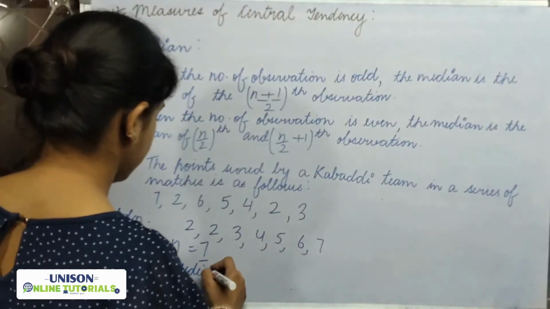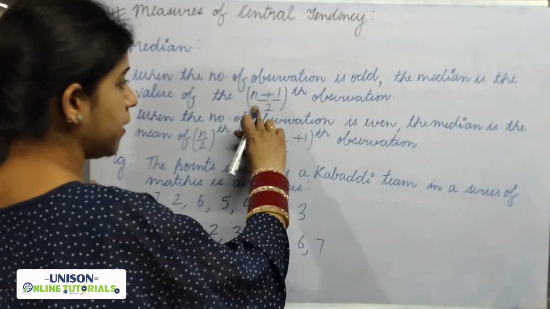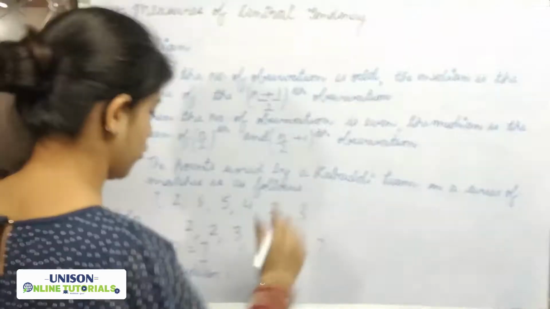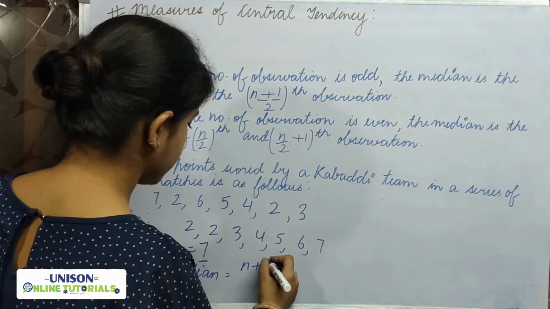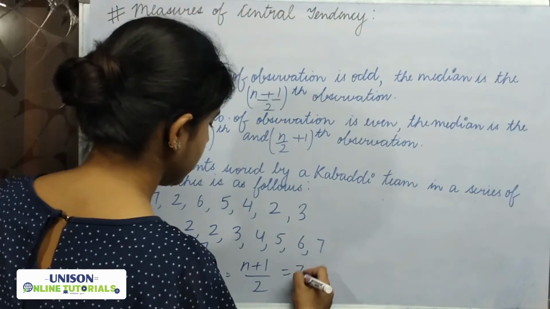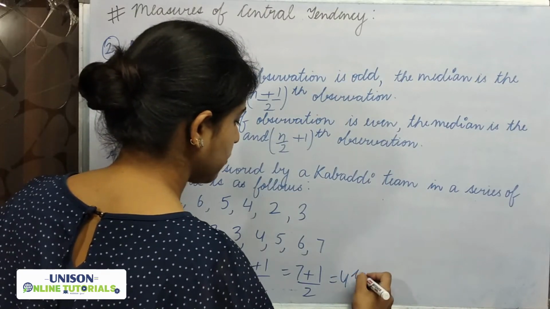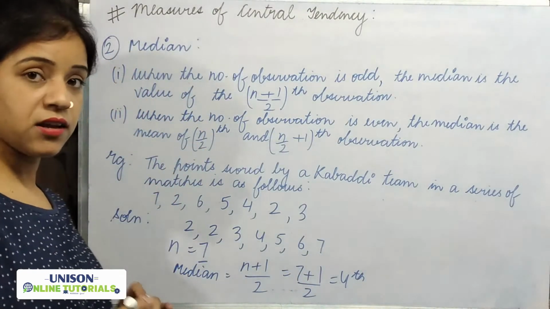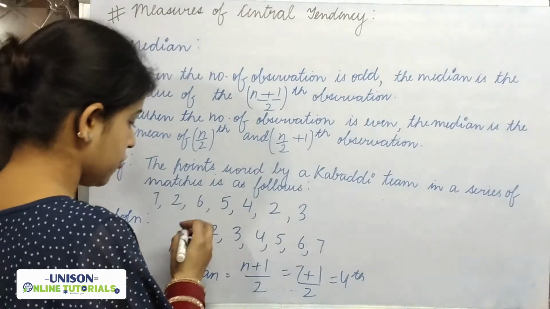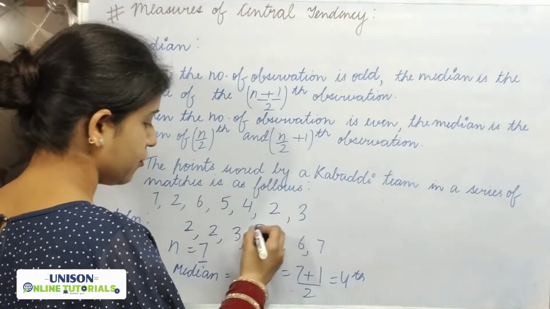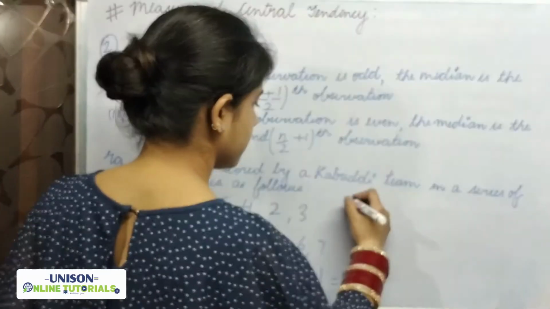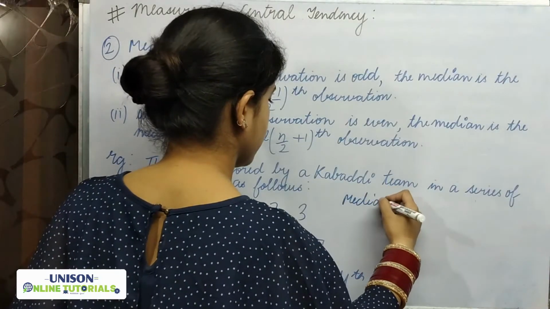That means the median is what? The median is the (n plus 1) by 2 observation. So (n plus 1) by 2, that is (7 plus 1) by 2, which is equal to 4. That means in this case the median is directly the fourth term. So 1, 2, 3 and 4. So in this case the median is 4.